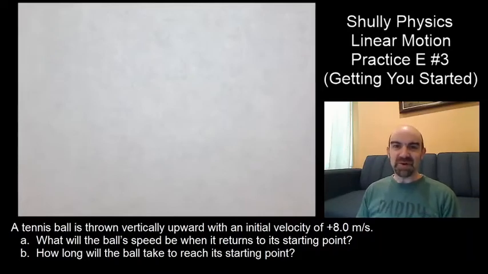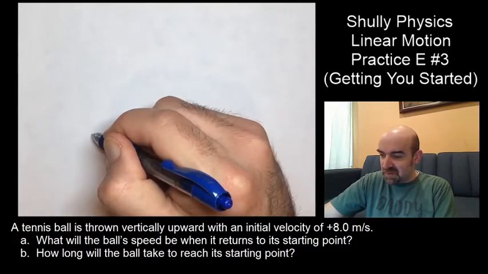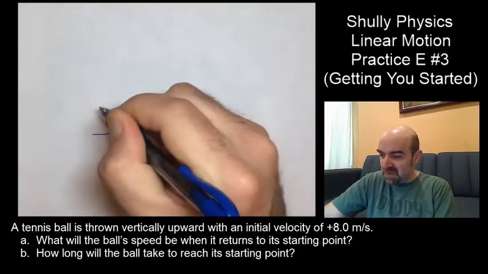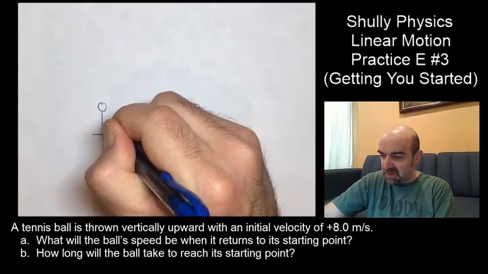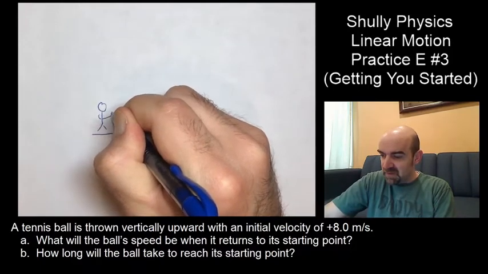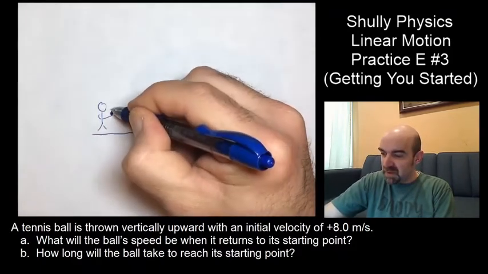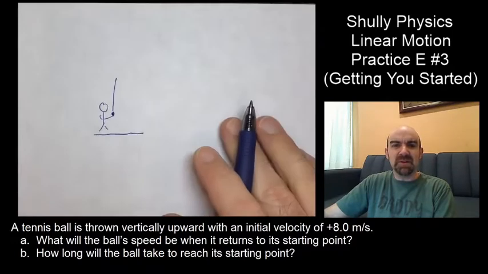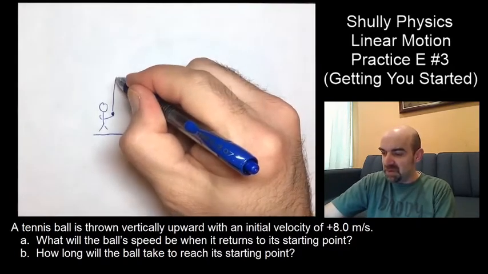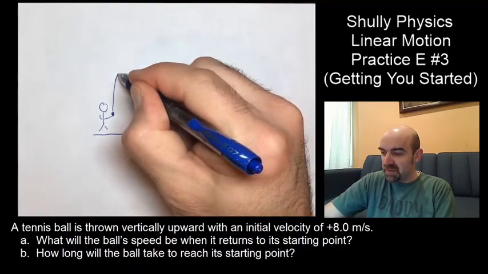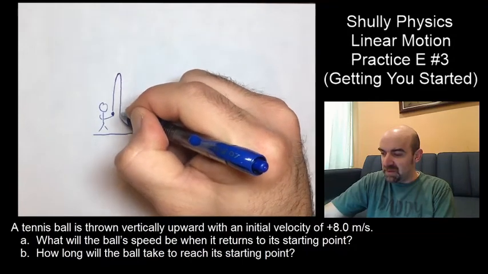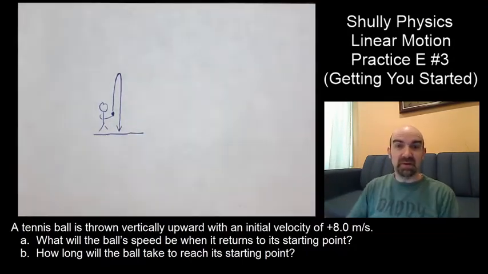I'm just getting you started on linear motion practice E number 3. We have a tennis ball being thrown vertically upward with an initial velocity. So there's someone standing on the ground here, and they take a ball and throw it up. So what's it going to do? Of course, it's going to come to a point at the top where it's going to start coming back down again and eventually come down to the ground.